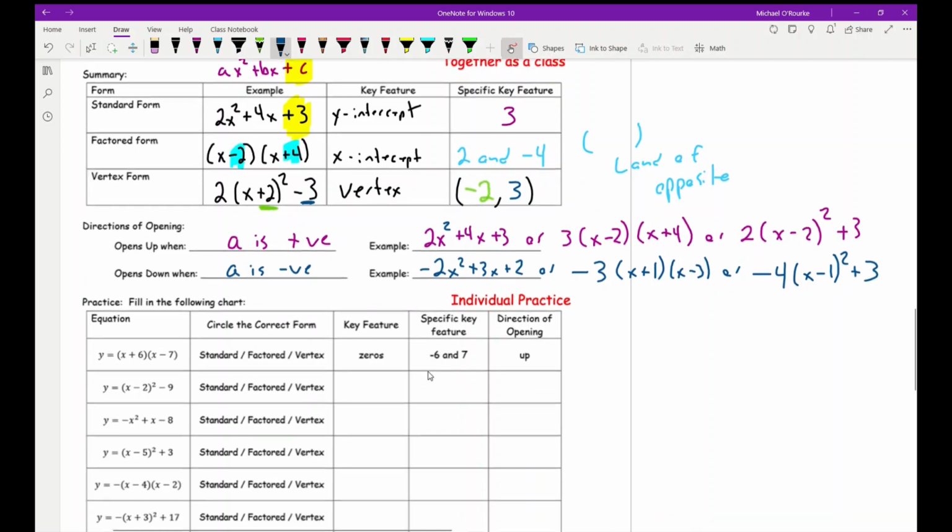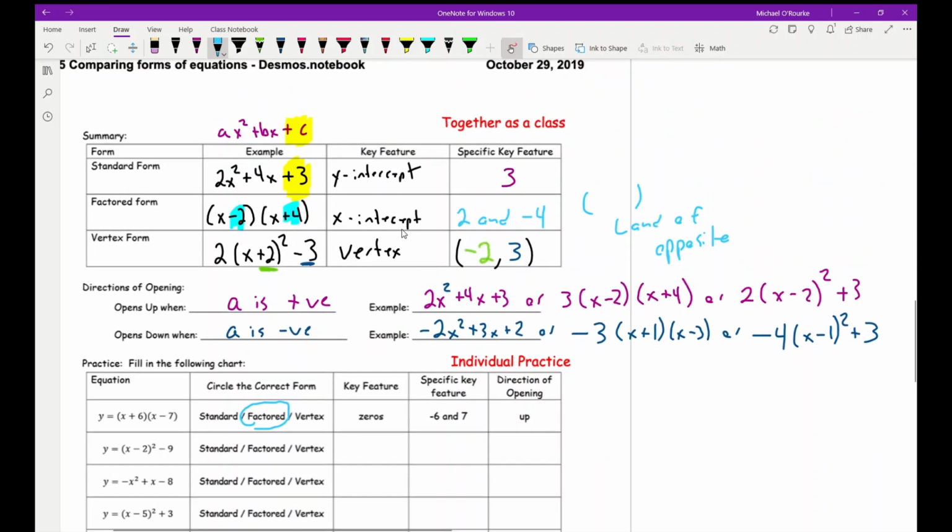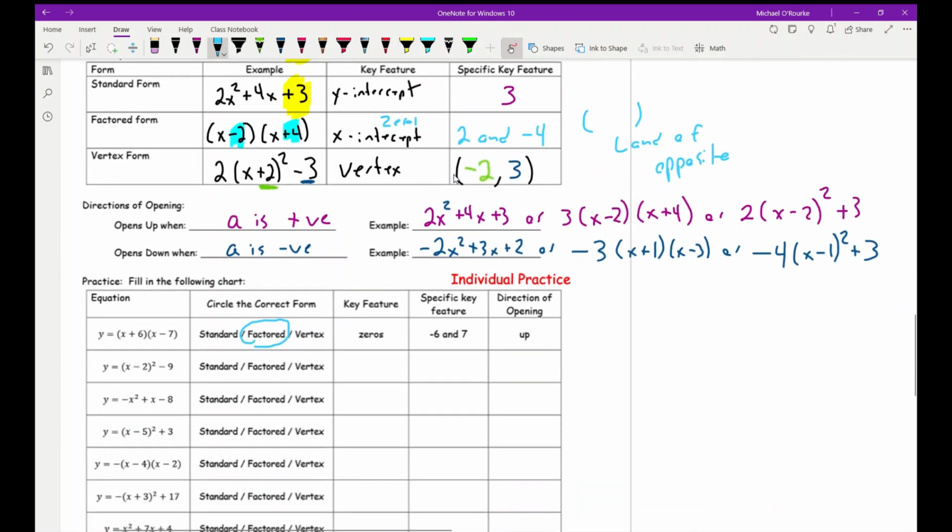Now for your homework, I want you to identify what we have. So in this case, we have factored form. Factored form gives us our zeros. Another word for x-intercept is zeros. Okay, the zeros in this case would be negative 6 and positive 7. And it opens up because up here is positive.